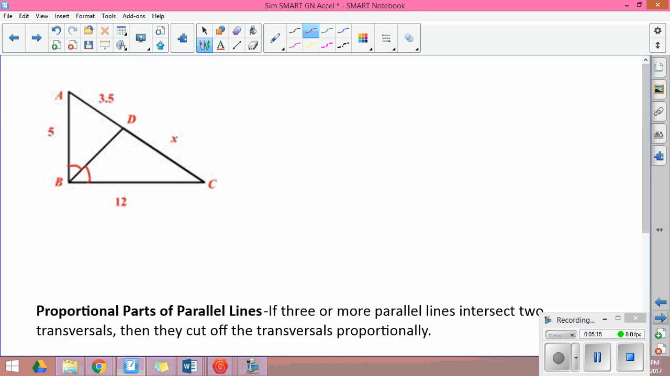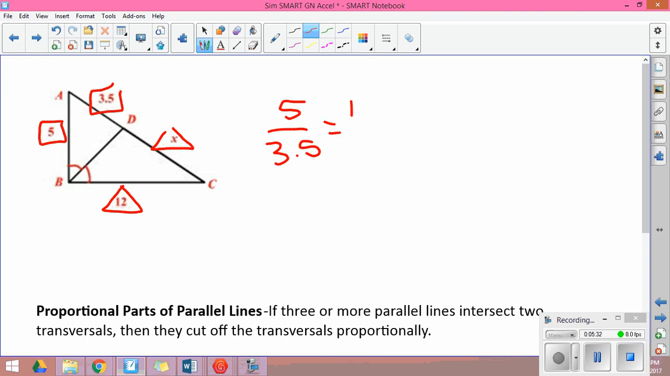So if we look at this example, I know that 5 and 3.5 are going to be at the same proportion as 12 and x. So I can write 5 over 3.5 will be equal to 12 over x. Notice I was careful to put the sides on the numerator and the pieces of the bottom on the denominator. When I do that cross multiplying, I end up with 5x is equal to 42, and x ends up being equal to 8.4.